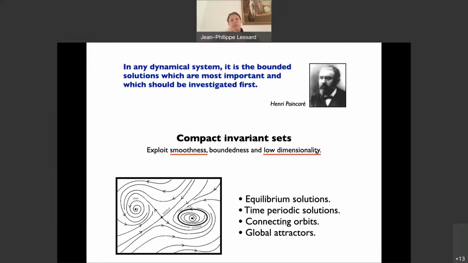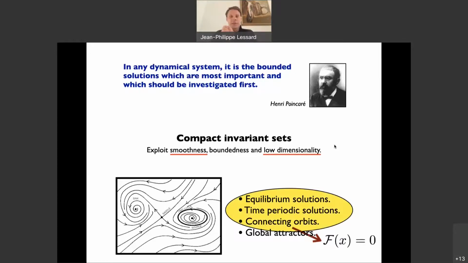And the fact that these compact invariant sets enjoy smoothness and the fact that they're low dimensional means that numerically we'll be able to compute them, exploit the smoothness, and exploit the fact that they're low dimensional. And what we will do is reframe or recast these objects as zeros of nonlinear maps in some infinite dimensional Banach spaces. I will come back to this later.